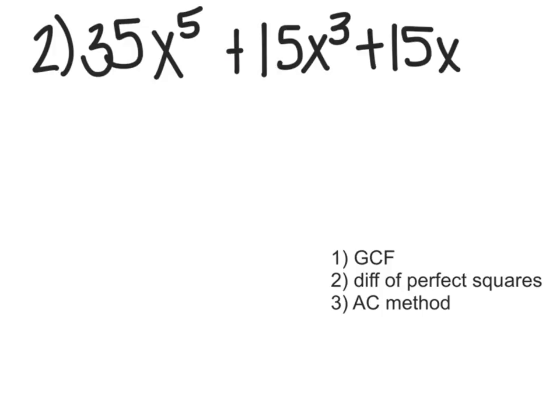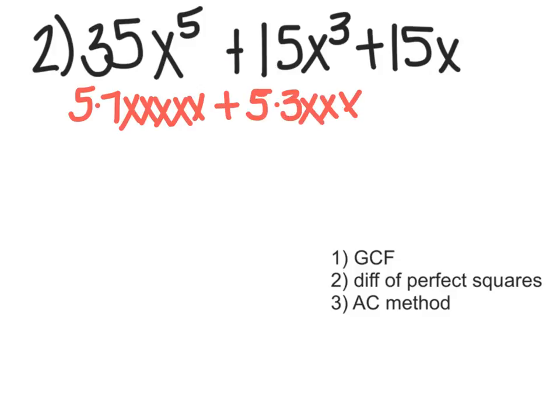So problem 2 says 35x to the fifth plus 15x to the third plus 15x. The first thing we're going to do is look for a GCF, or a greatest common factor. Well, I'm noticing that actually all of my numbers are divisible by 5, so I'm going to prime factor each of these. 35 is 5 times 7, and then there's 5 x's, plus 15, which is 5 times 3, and then there's 3 x's, plus 15, which is again 5 times 3, and then an x.